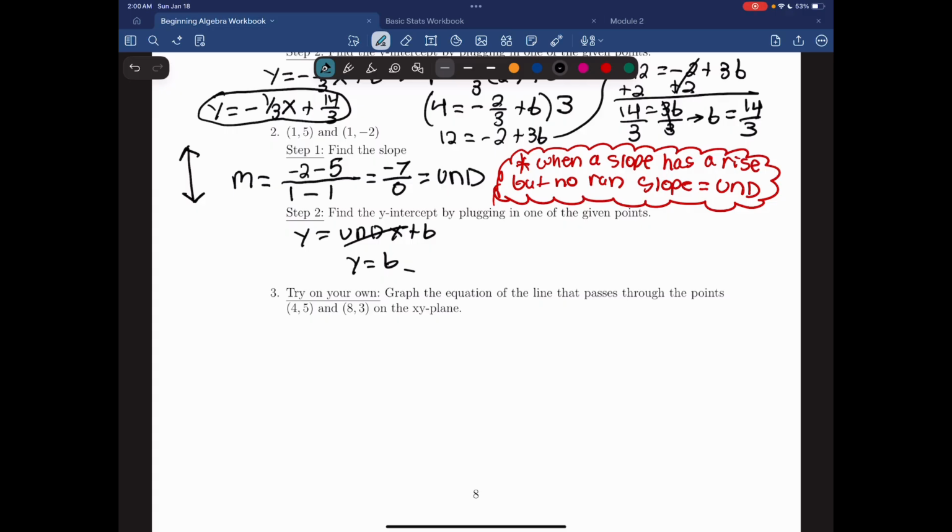But the thing is, because our slope is undefined, there is no y-intercept. And recall, in slope-intercept form of a linear equation, the b value is our y-intercept. So this whole method goes away.